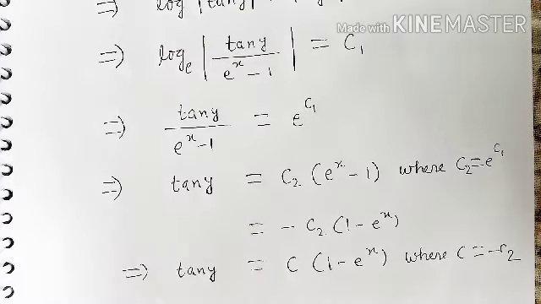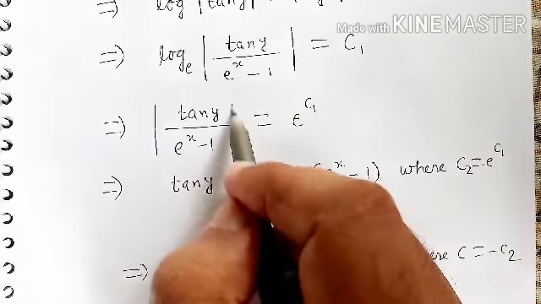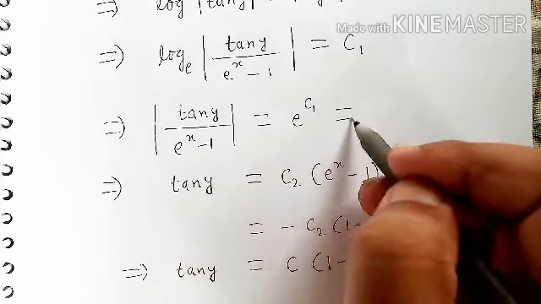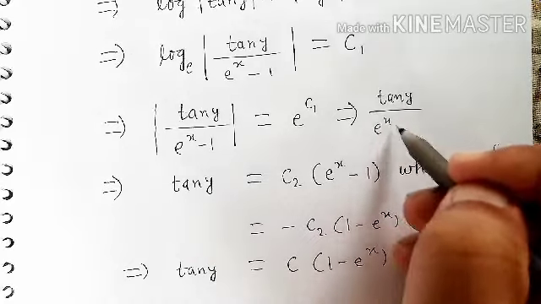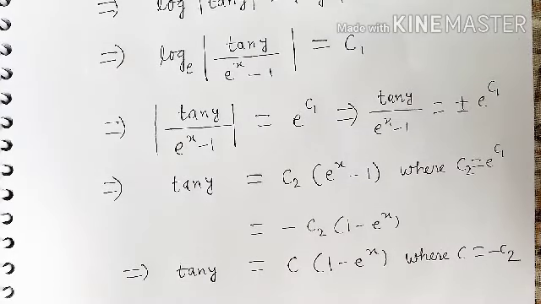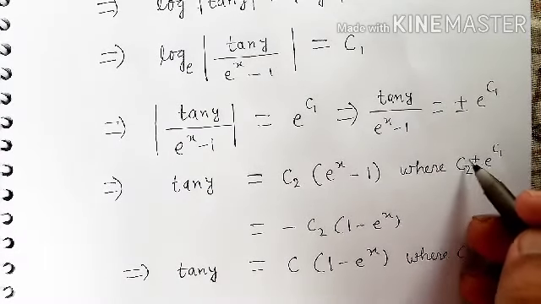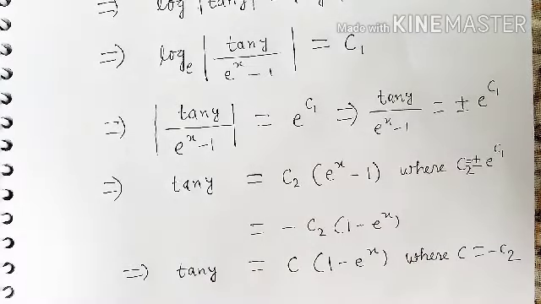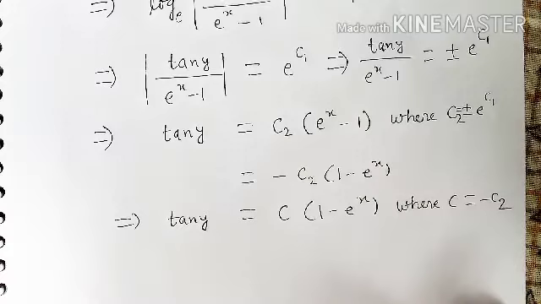One thing worth mentioning is that here we have mod. Whenever we remove mod, it gives us plus minus sign. So we can write it as plus minus e to the power c1. So c2 is equal to plus minus e to the power c1.